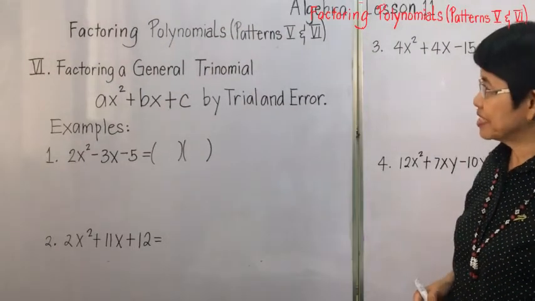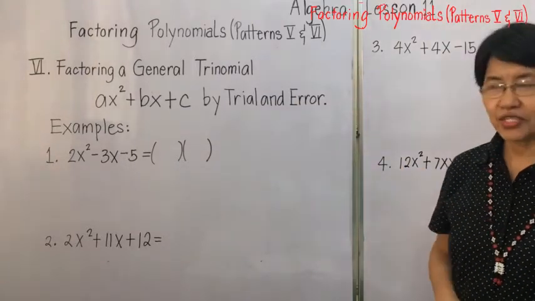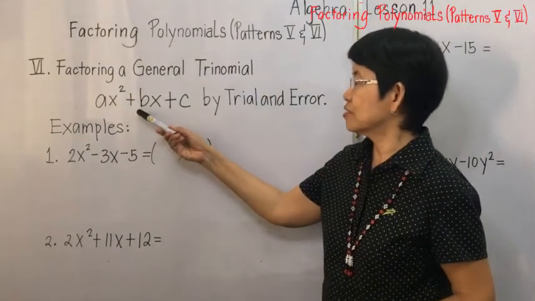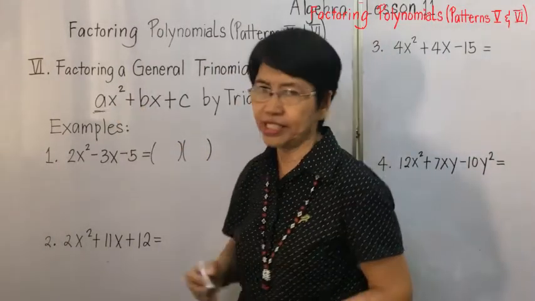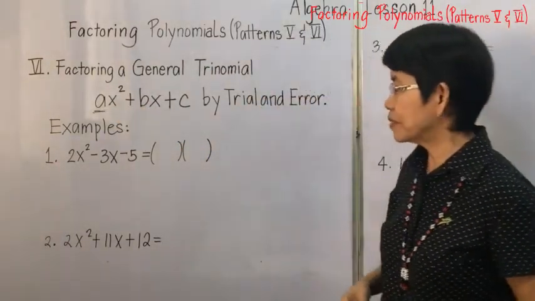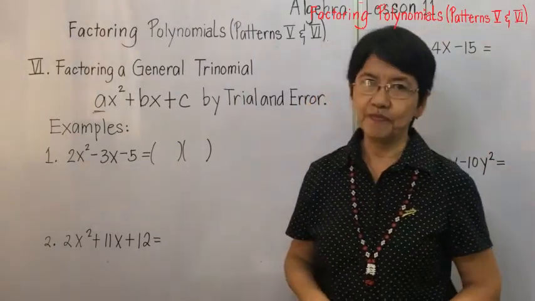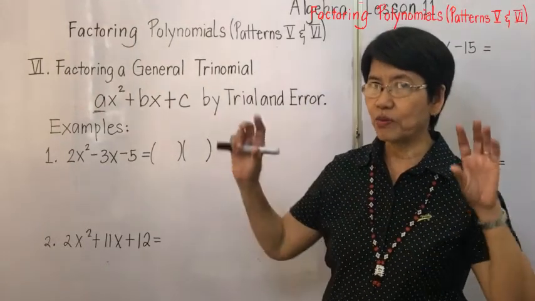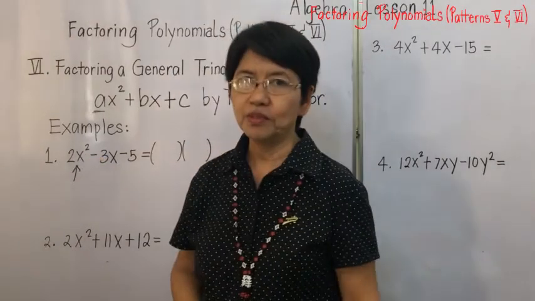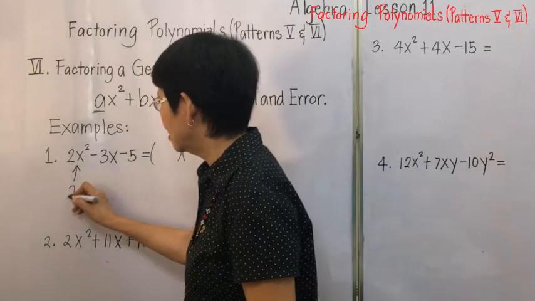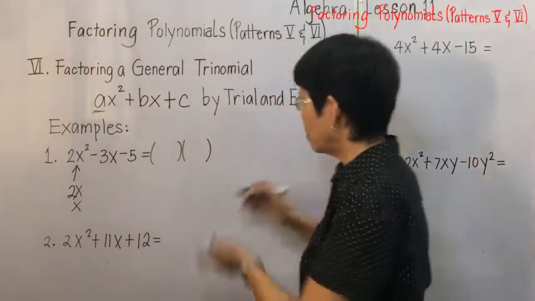Our sixth factorization pattern is factoring a general trinomial. A general trinomial is of the form ax squared plus bx plus c, where you have a numerical coefficient written here, the a. So examples are 2x squared minus 3x minus 5. The first thing to do is to factor both ends. So we factor the first term, 2x squared, as 2x and x.